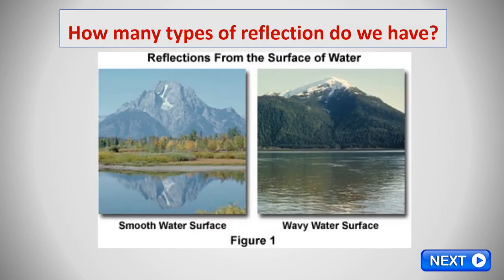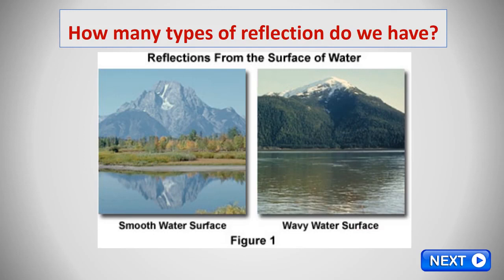How many types of reflection do we have? We have two types of reflection. Let's see them. The one to the left, there is a mountain, and we can see the image of the mountain, or the reflection of the mountain on the water surface. This is a smooth water surface. The water here is so calm. On the right side, we can't see the mountain so clear. The image of the mountain, we can't see it so clear because this is a wavy water surface.